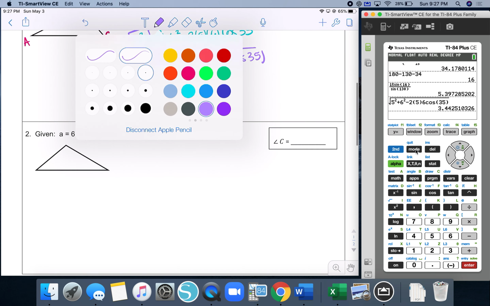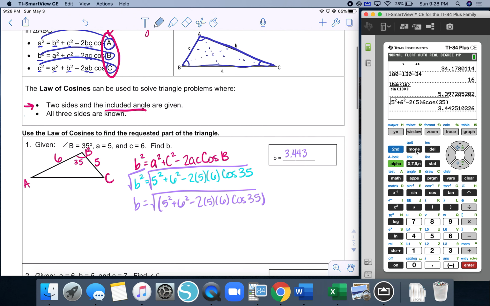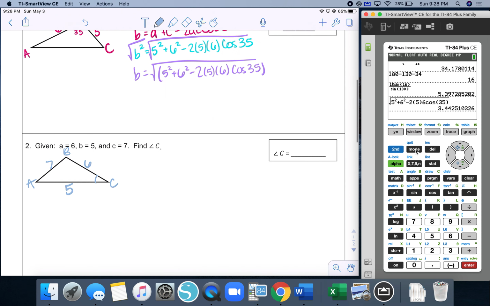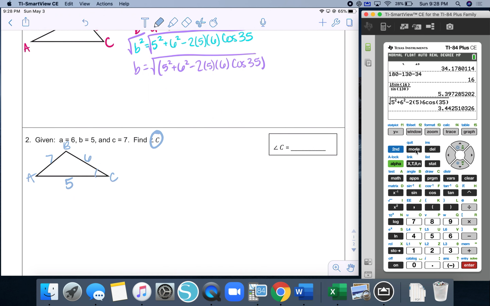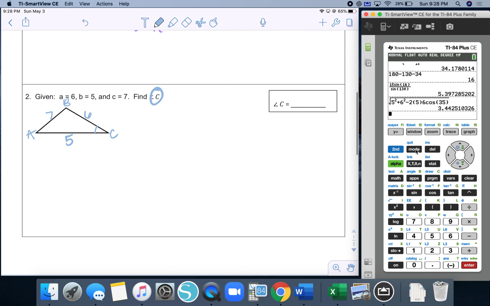The example for 2 says if we have triangle ABC, we're given side A is 6, B is 5, and C is 7. Find angle C. This is the second type of time we could use the law of cosines, when all three sides are known. If they want us to find C, I'm going to need the equation with the angle C in it, so I'm going to need the last one: C squared equals A squared plus B squared minus 2AB cosine of C.